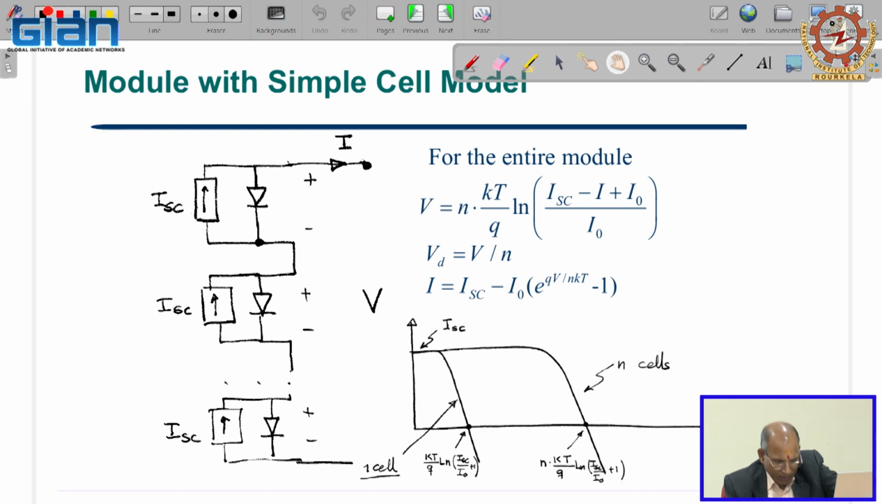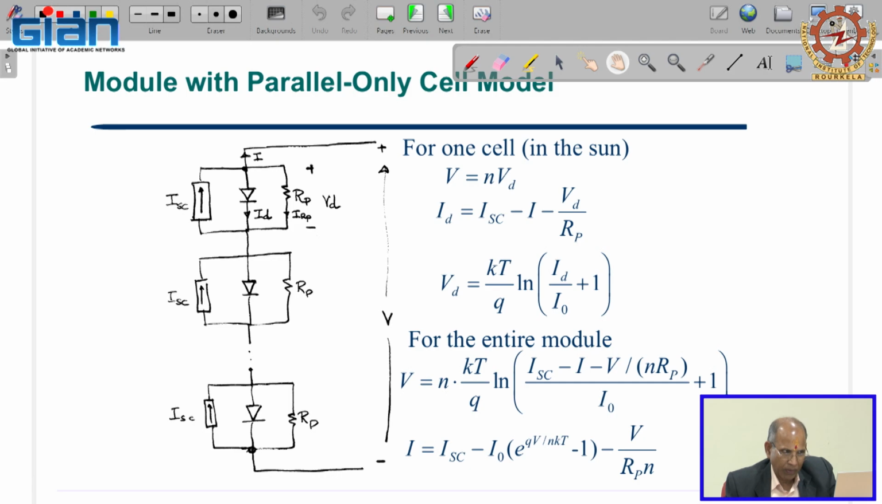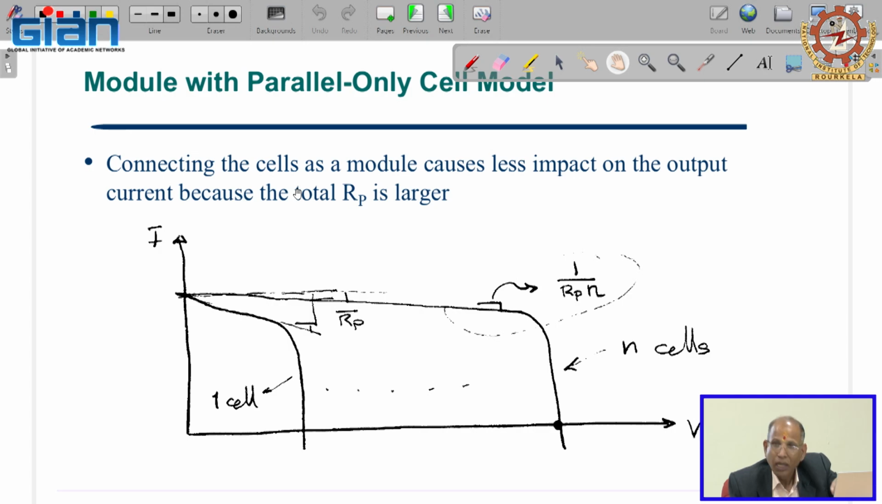Then in the same way we are talking about the module with only parallel. How is this effect there? We are doing modules with parallel only cell model. When we consider only this parallel resistance, how we are doing all these calculations. So simple and straightforward. When you have this parallel resistance, you can show how this curve will drop. This is for one cell, and for N cell the curve is like that.